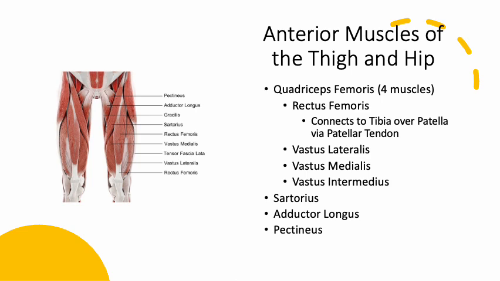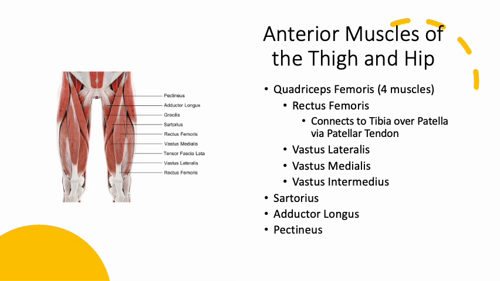Then you have the sartorius. The sartorius muscle goes from the hip across the leg, like a band across, and then connects down by the knee. Look at this picture, it literally wraps from the outside of the hip down towards the inside of the knee. It goes all the way across.